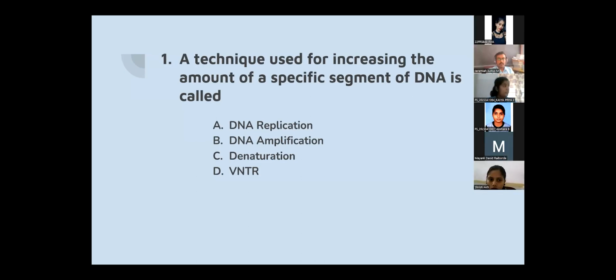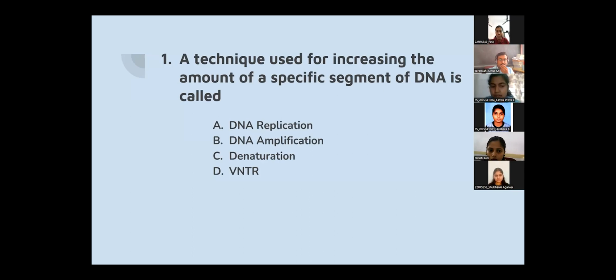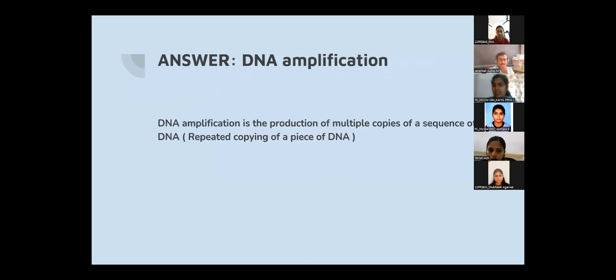Kavya, there's a student who's raised hands. Yeah, Ria, you can switch on your video and tell the answer. I think it's DNA amplification. It's the correct answer. DNA amplification is the production of multiple copies of a sequence of DNA, or repeated copying of a piece of DNA.